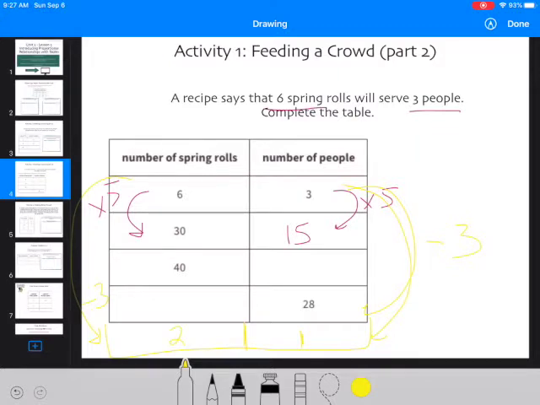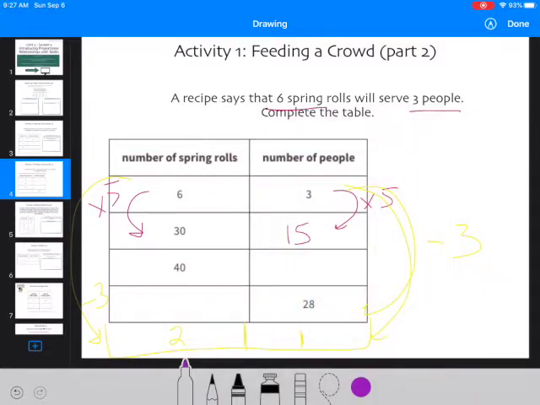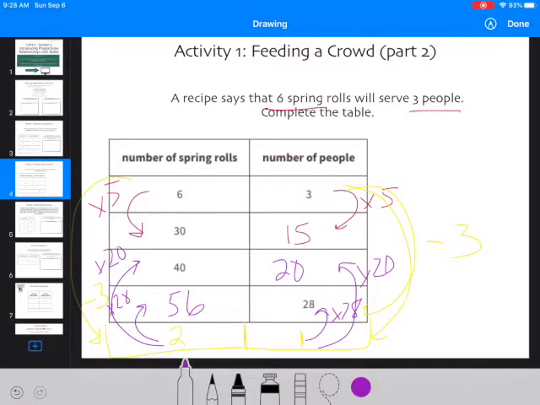So that means that if I'm still filling in my table, if I multiply by 28, I would multiply by 28 here. So that would be 56. So 28 people are going to eat 56 spring rolls. And the same thing, I would multiply by 20. So I'm going to multiply this side by 20. 1 times 20 is 20. So 20 people would eat 40 spring rolls.